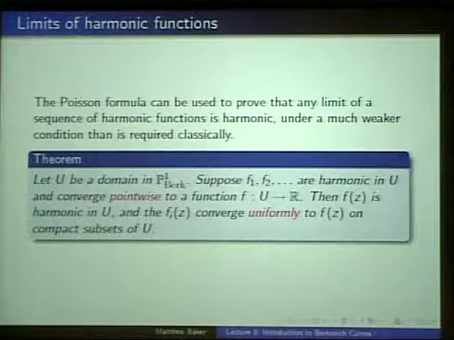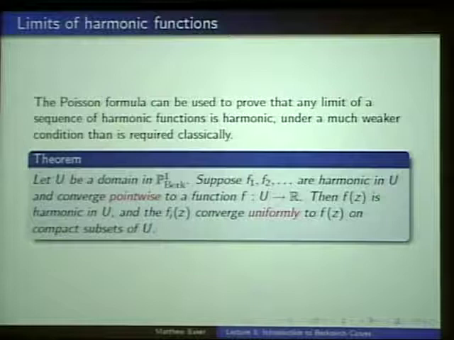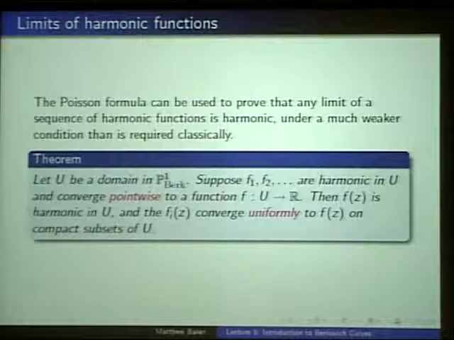So you can prove that any limit of harmonic functions is harmonic. Classically, you need uniform convergence for that to be true. Here, you can get away with pointwise convergence. So it's actually nicer than the classical theory. Roughly, it's because the Poisson formula involves a finite sum. So you don't need uniform convergence to interchange limits and integrals.